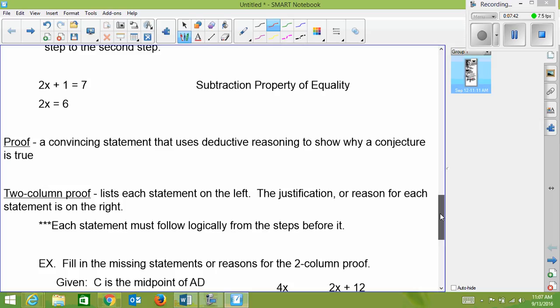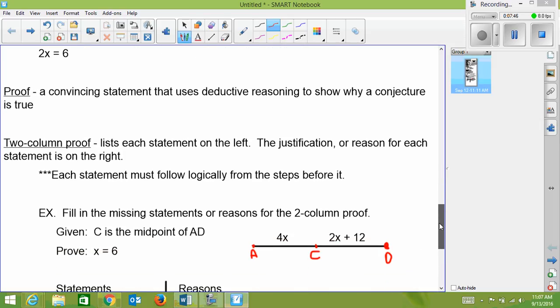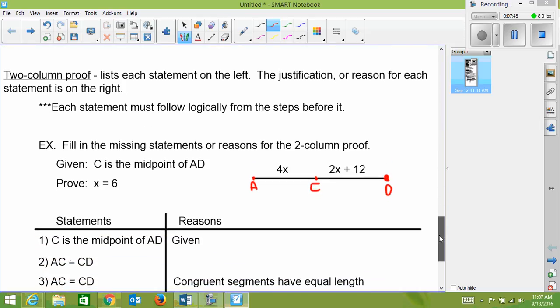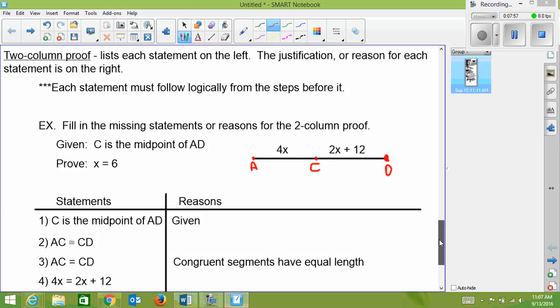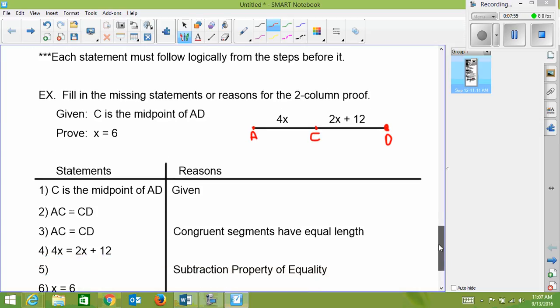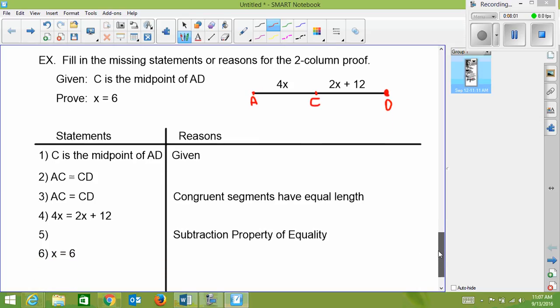And so here I have filled in part of it for you, and then we're going to go through the rest of it together. So we're going to fill in the missing statements or reasons for the two-column proof. I have some statements missing and some reasons missing, and we have to go through and fill in the rest of this with what's given.